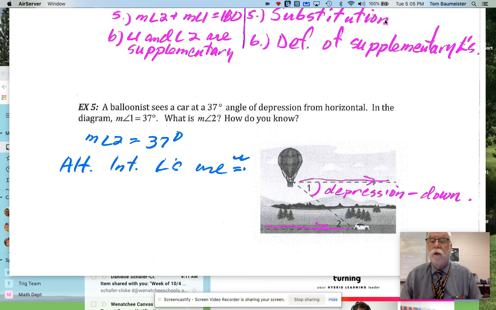All right, so we talked about the angle of depression. The other one you'll see is the angle of elevation. That would mean when you're looking up. So you might have one eventually that says the angle of elevation.